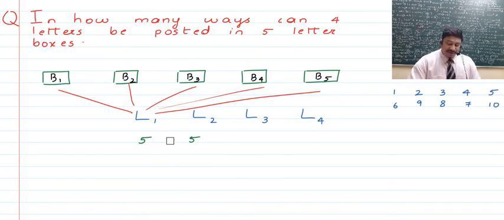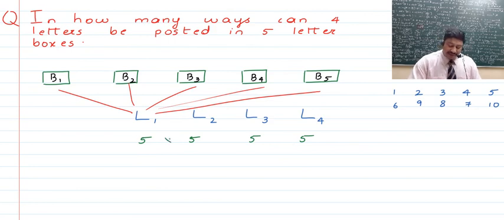And then the third letter also has a choice of being deposited in any of the 5 boxes, even if 2 letters have already been deposited in a single box. Obviously there is still going to be place for the third letter in the same box. It can be deposited in any of the boxes as per the choice. Now the same applies also to the fourth letter, right?